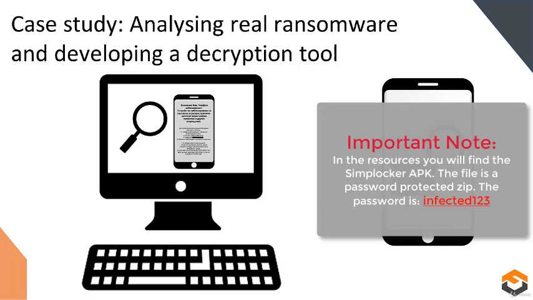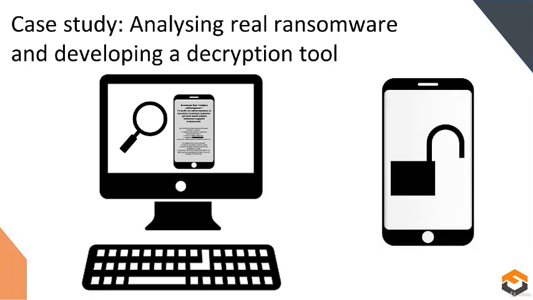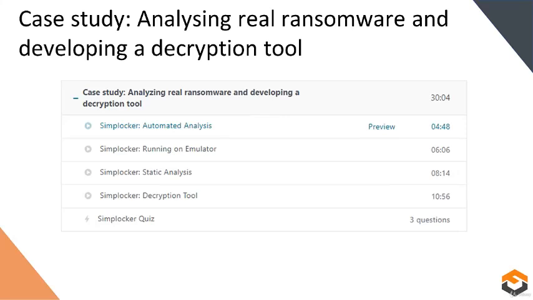The goal here is to use the knowledge gained in the previous sections and apply them to a real-life use case. We will start off by showing a report generated during the automated analysis of the malware sample. Then we will run the malware sample on our emulator in order to observe the behavior. Next, we will apply static analysis techniques to the sample in order to obtain the necessary information that could lead to decryption. And finally, we will create a decryption tool that will restore the encrypted files on our device.